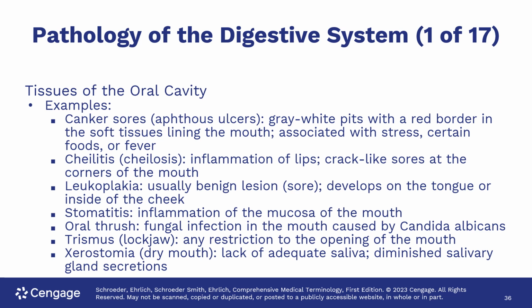What can go wrong in the oral cavity? Canker sores or aphthous ulcers that we can get with food reactions, fever, or stress. Cheilitis is inflammation of the lips. Leukoplakia is a benign lesion on the tongue or the inside of the cheek. Stomatitis is inflammation of the inside of the mouth. Oral thrush is a yeast infection in the mouth. Trismus is lockjaw, and xerostomia is dry mouth.